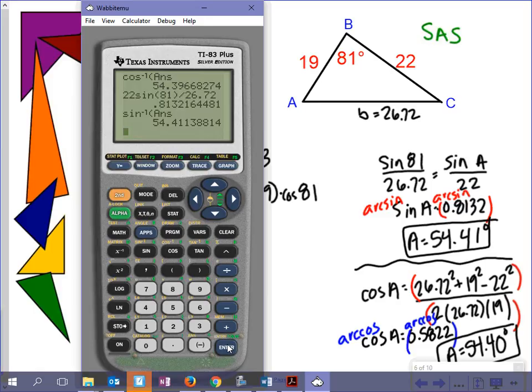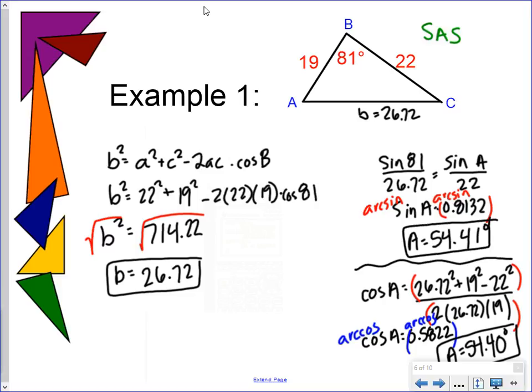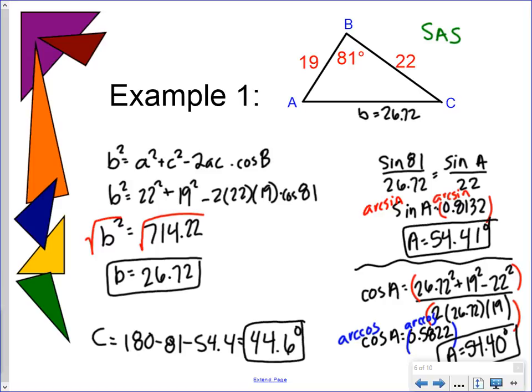If you know angle A, can you find angle C? Did anybody do angle C? What is angle C in this example? 44.6. You do 180 minus 81 minus 54.4, which is 44.6 degrees. So now you have all angles, all sides that we're missing. Any questions about that?